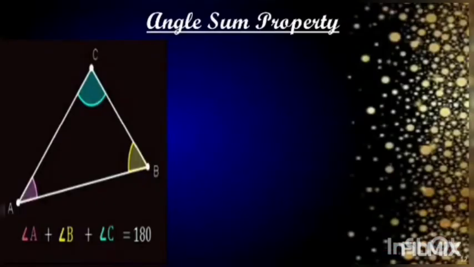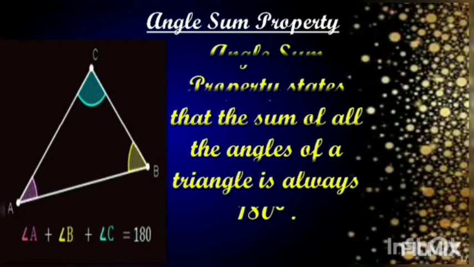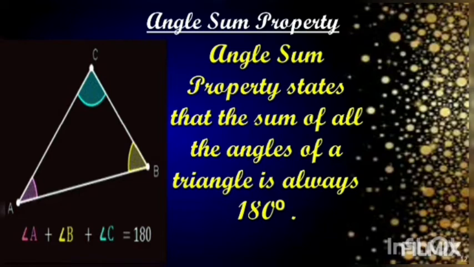Now, another point we have is called the angle sum property, which is the basis of construction and creation of triangles. It states that the sum of all the angles of a triangle is always 180 degrees. It cannot be more than 180. It cannot be less than 180. It should be exactly 180 degrees. And this is what we call the angle sum property.